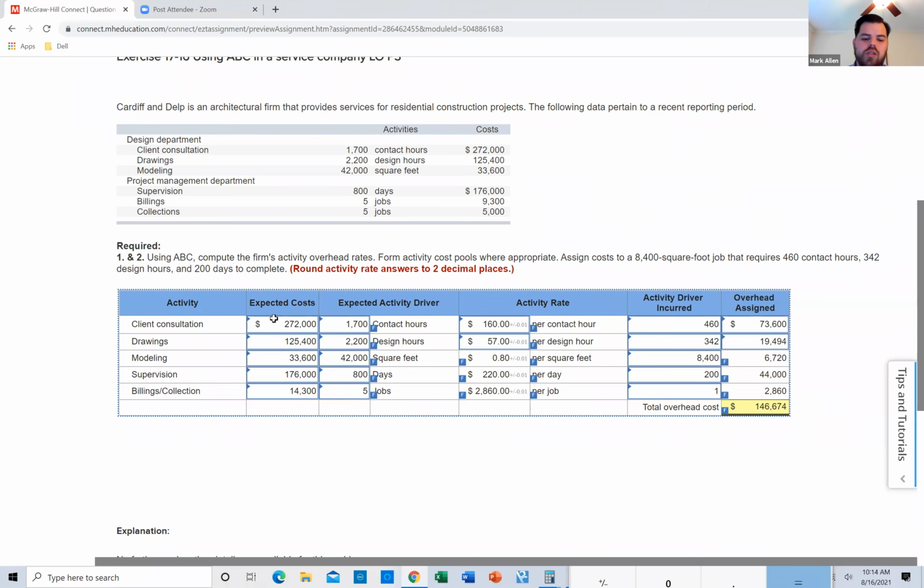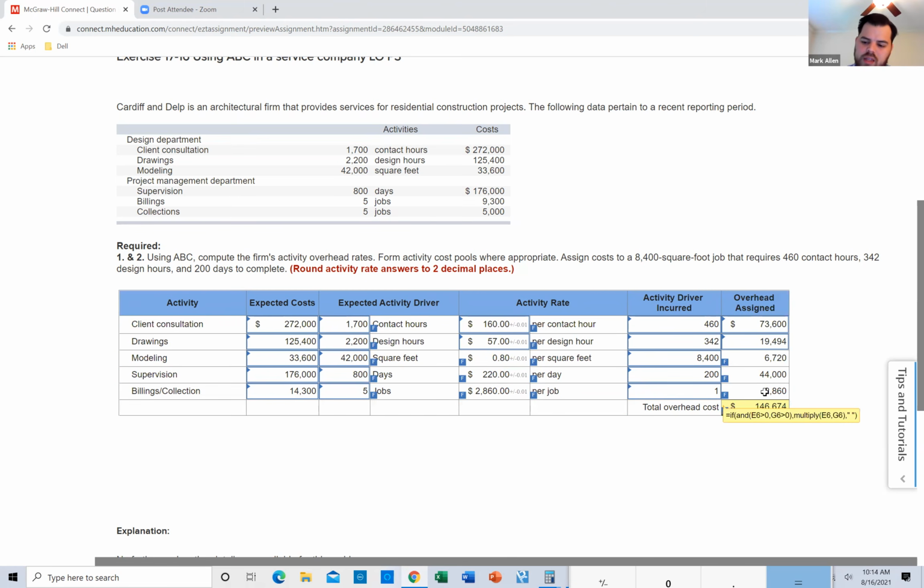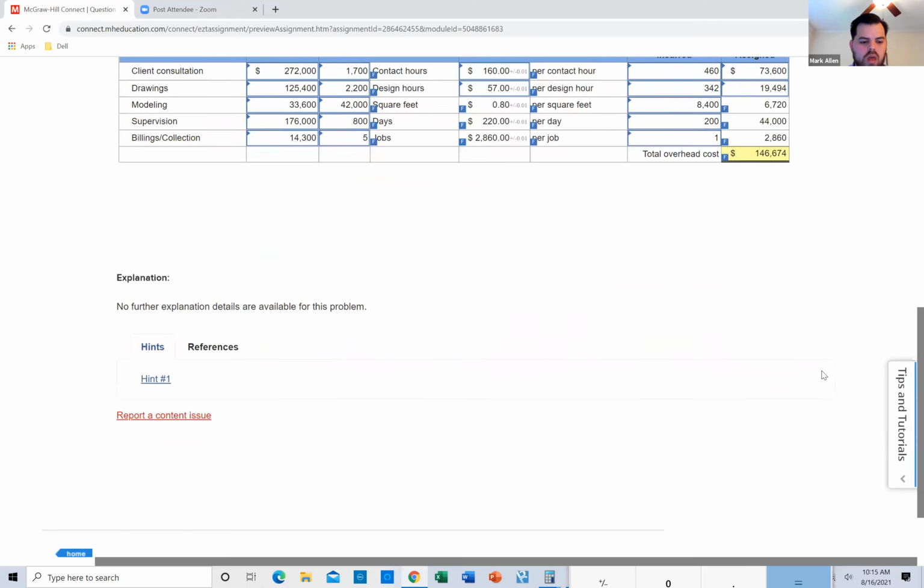At this point, it's just some division. 272 over 17 is 160. 125,4 over 22 is 57. And then all we're going to do at this point is assign based on what we were told. So 460 contact hours, 342 for design, 8,400 square feet, 200 days, and then of course it's a job. So it's 1 right there. We now just take this right here, multiply by these numbers here, and that gives us this column. And then we'll simply add this column up, and that gives us right here, this 146,674.